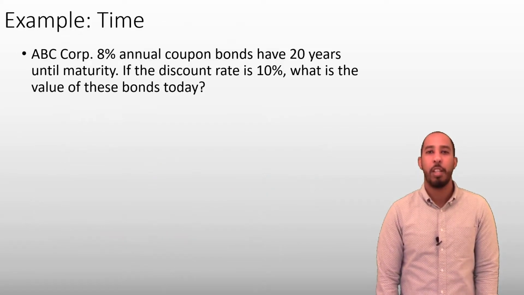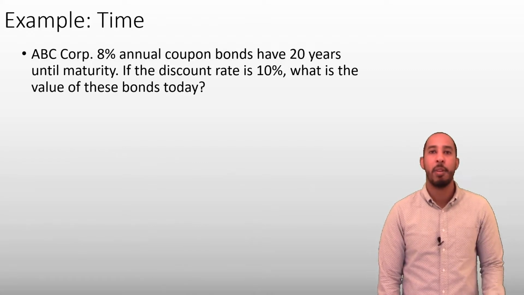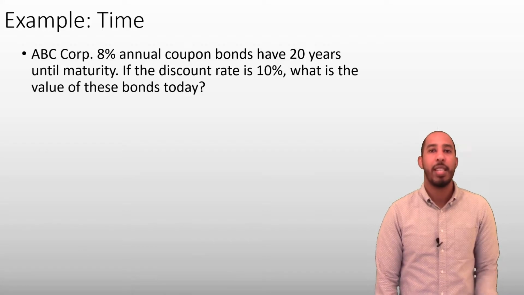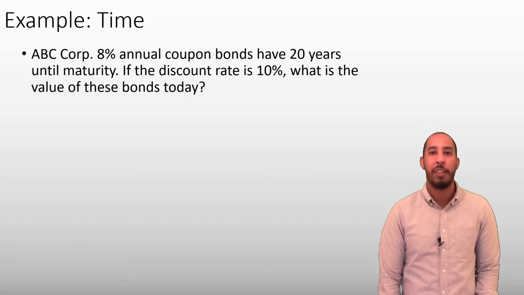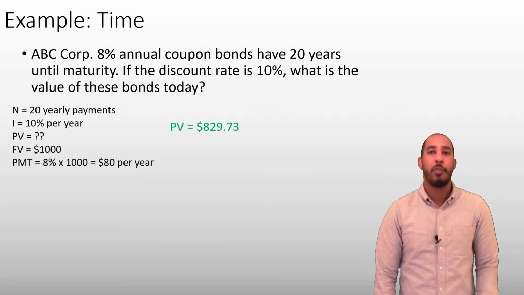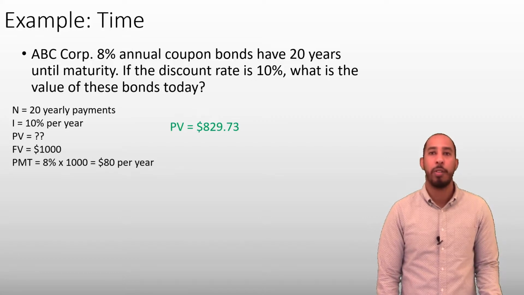Let's do an example to illustrate that this is indeed the case. Let's say ABC Corp has 8% annual coupon bonds with 20 years until maturity. If the discount rate is 10%, what's the value of these bonds? Solving for present value, we see that this bond is worth $829 today.